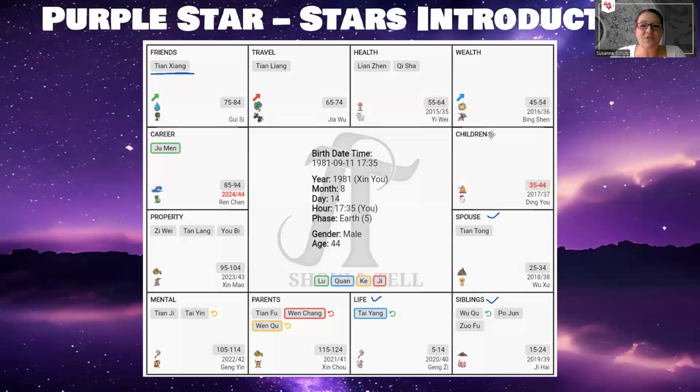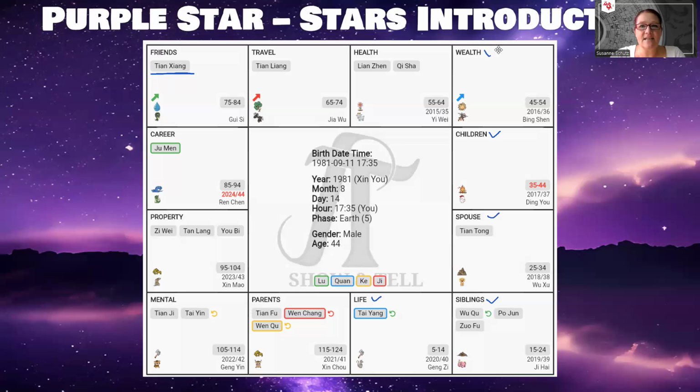Yeah, so that's the Tian Xiang star in the spouse palace. Now, if you do have children, and if the Tian Xiang star appears in the children palace, you're quite lucky because you're blessed with good-natured kids. Doesn't mean that they will never throw a temper tantrum, but overall their nature is quite good-natured. They're quite mild-mannered.